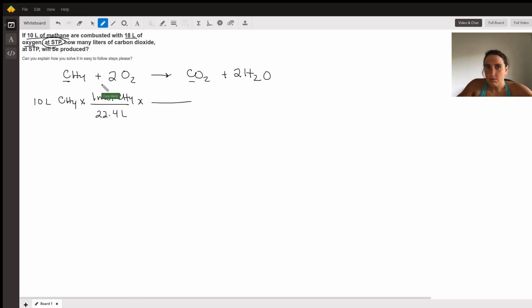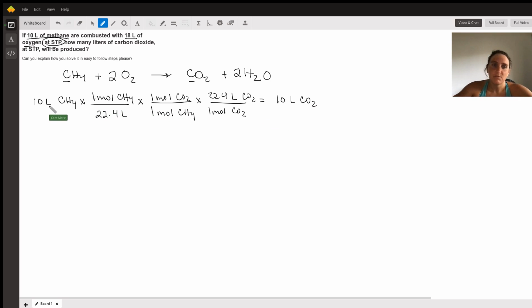And then we use the mole-to-mole ratio in the balanced equation to get from CH4 to CO2. So for every 1 mole of CH4, there's 1 mole of CO2, and then we go back to liters. So for every 1 mole of CO2, there's 22.4 liters of CO2. Multiply across the top, divide by the bottom. What we end up getting is 10 liters of CO2.